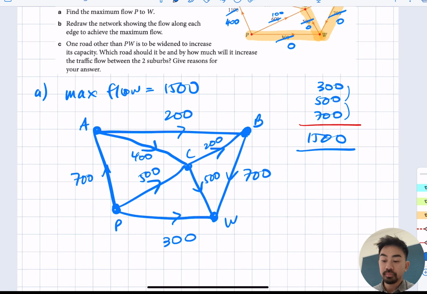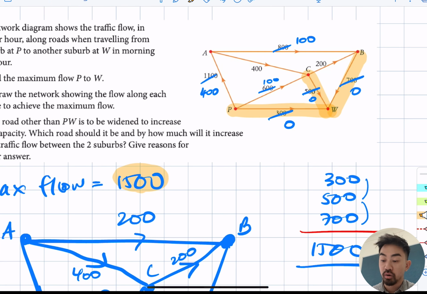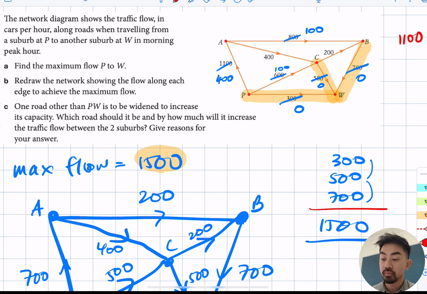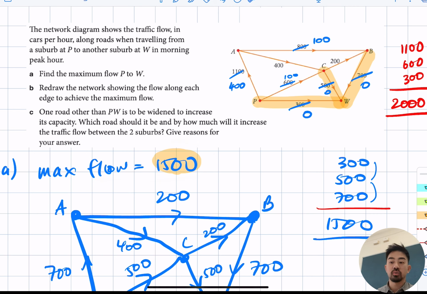At the moment, I know that my max flow is 1500. If we look back up at our original diagram, I want you to consider the outflow from P. The original outflow was 1100, 600, and 300. Adding all that together, the original outflow was 2000. But we also found that our max flow of the network, in other words how much our network can handle, is only 1500. So potentially we could find 500 more, which is the difference between 2000 and 1500, to maximize the flow. Which road should it be?